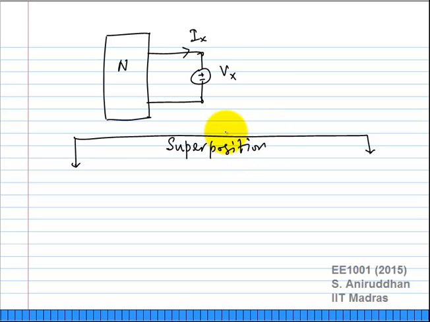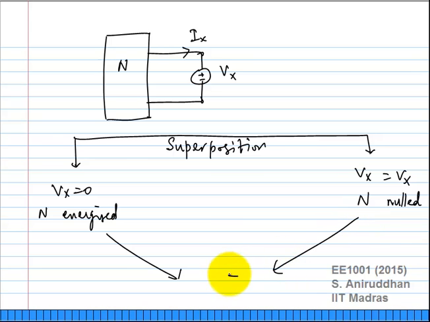I am going to consider two cases. In one case I set Vx equal to 0. In the other case I set Vx equal to Vx. In the first case, when I set Vx equal to 0, N is energized. Okay, N is nulled. And then what do I do? I add these two cases. So this will give me Ix1, this will give me Ix2, and I am going to add this to get Ix.